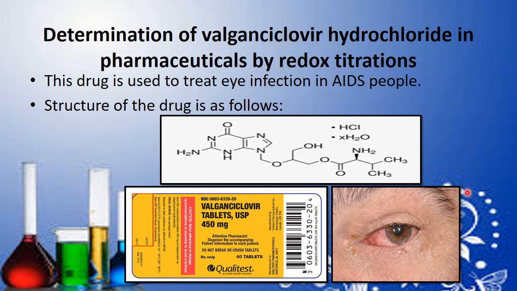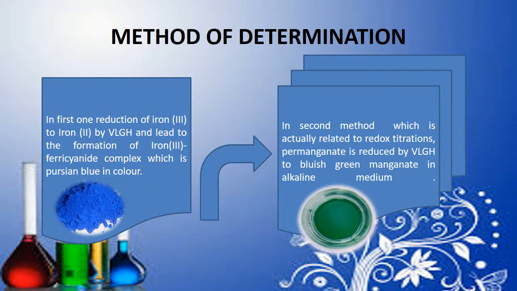You can also see the Valganciclovir hydrochloride tablets along with the eye infection in the AIDS patient. The first method of determination of this, the iron 3 is reduced to iron 2 by the Valganciclovir hydrochloride, and it led to the formation of the iron 3 ferricyanide complex, which is basically the Prussian blue in color. And in the second method, which is actually related to the redox titrations, the permanganate is reduced by the VLGH and it is converted to bluish green manganate in the alkaline medium. You can see the color changes as well.